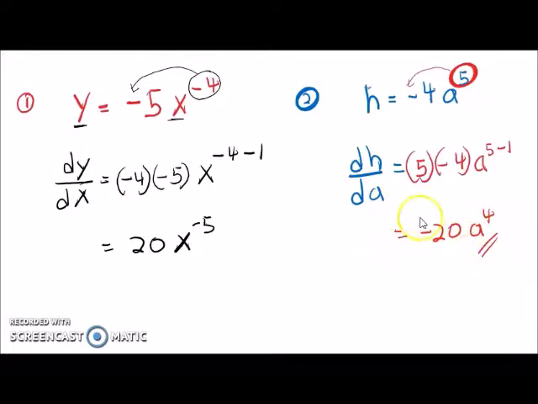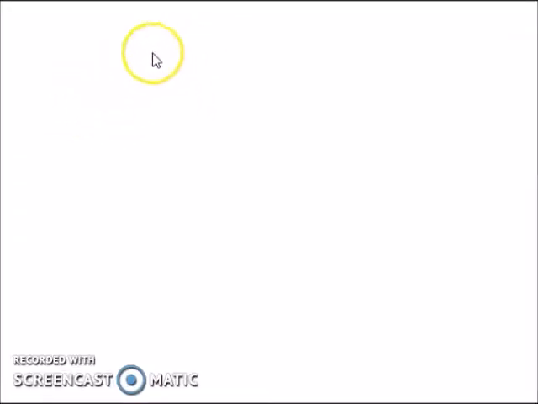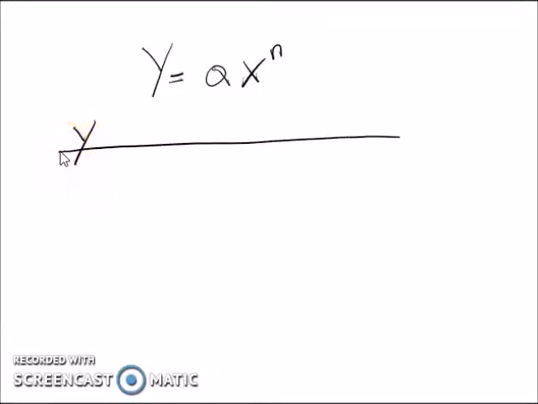So this is the lesson for the first part. By using this formula, y equals ax to the power of n, I just make a table over here. Here's y, and here is dy/dx. So this is a differentiation of the y here.